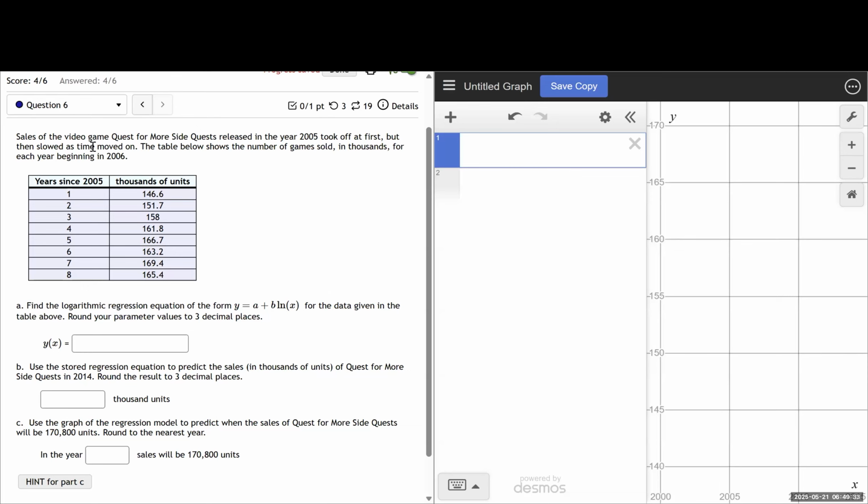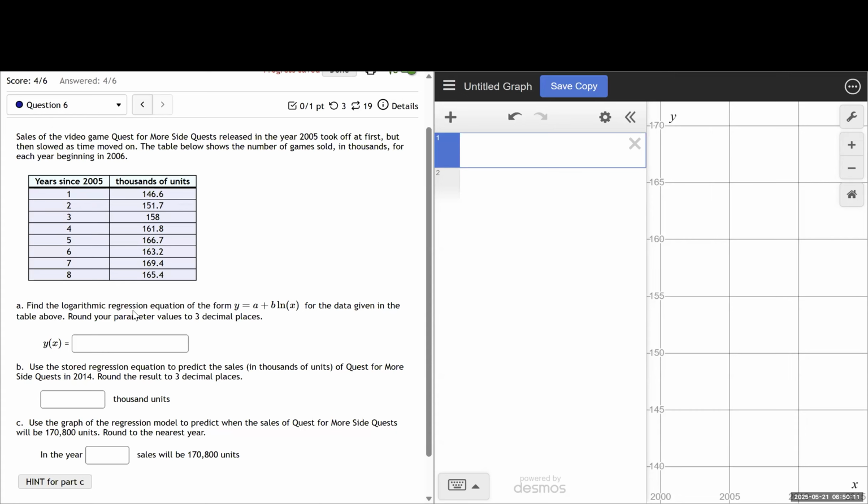All right, in this question, we have some data about video game sales for the game Quest for More Side Quests, which was released in the year 2005, took off and sold a lot very quickly, and then slowed down in sales. So our data gives us these sales in thousands of units sold for each year since 2005, starting in year 2006, so starting 1 year after the game was released. So this is the data that we're going to use.